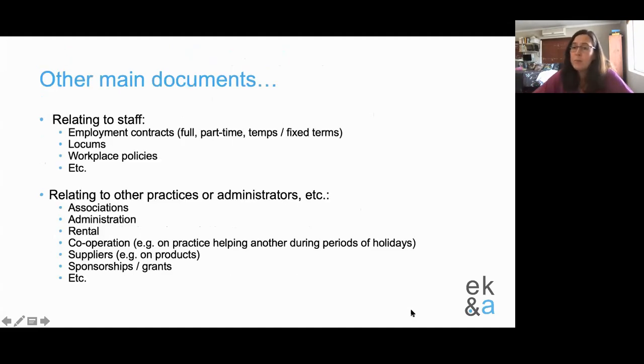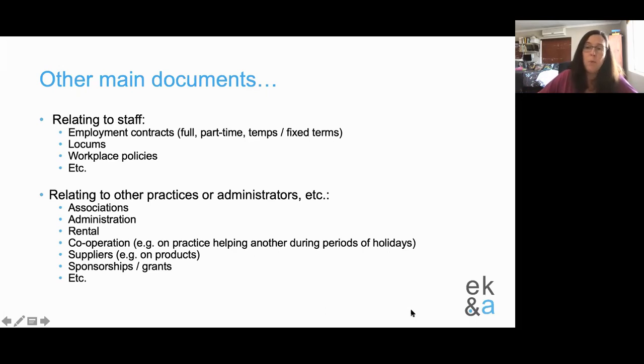Then there's other types of documents that are important, all the staff related things: employment contracts, full-time, part-time, temps, fixed term, locums. The other day we reviewed something where the attorney said, but you know, you can appoint a locum forever. And we know the HPCSA says only 6 months. So it's really important also that you check that the rules not only align with labor law, but that they align with what the HPCSA expects of us.